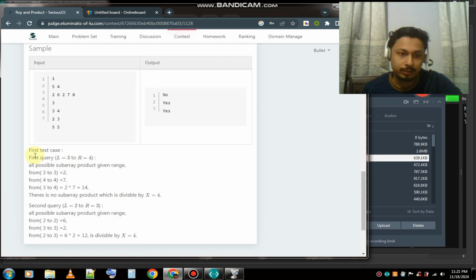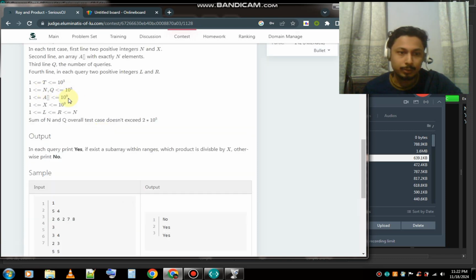For example, in the first case, 3 to 4, all possible subarray products are 2, 7, 14, and x is 4, but there is no subarray whose product is divisible by x, right? Accordingly, if we go with the second query, L equal to 2 and R equal to 3, all possible products are 6 to 12. So yes, there is a subarray which is divisible by 4, that is 12. If it is divisible by x, then print yes, otherwise no.